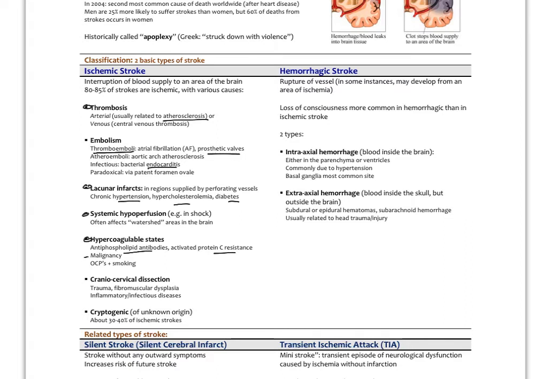Having tumors, cancer in the body makes a person more hypercoagulable because of the sort of inflammatory state that happens as a result of that tumor. Oral contraceptives, OCPs, and smoking, that's a bad combination. Birth control and smoking together makes a person very hypercoagulable. That would increase the risk of stroke.